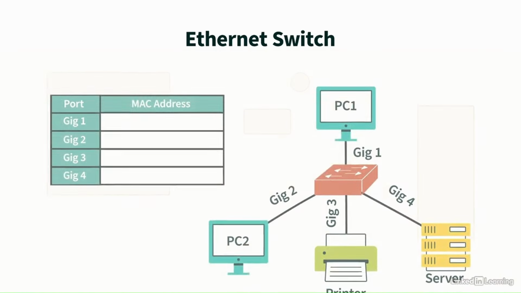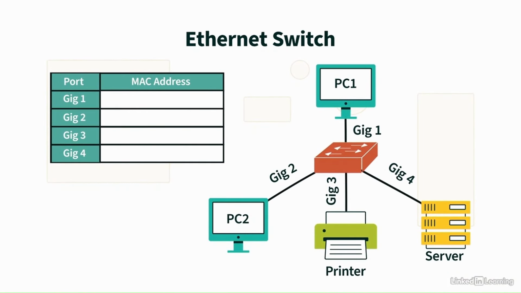To illustrate how this works, consider this topology. We have a couple of PCs, a printer, and a server all connected to a switch. Initially, the switch has not learned the MAC address of any of these devices, so its MAC address table is initially empty. Now, PC1 wants to communicate with the printer, and it sends a frame to the switch. The switch sees the frame come in, and it sees that that frame came in on port gig 1 from a device whose MAC address is the all A's MAC address. And the switch says, let me make a note of that.